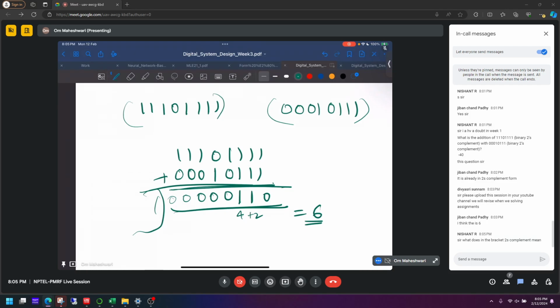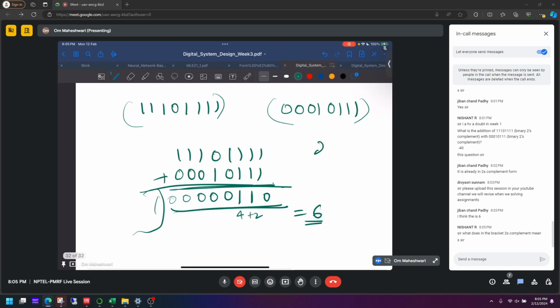So what does 2's complement in the bracket mean? Nishant, do you remember the previous lecture? 2's complement is a method to represent negative numbers. It makes it easy to represent negative numbers, so we tend to represent negative numbers in 2's complement form.